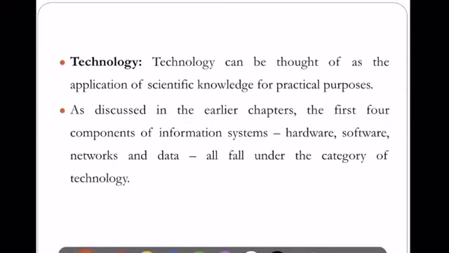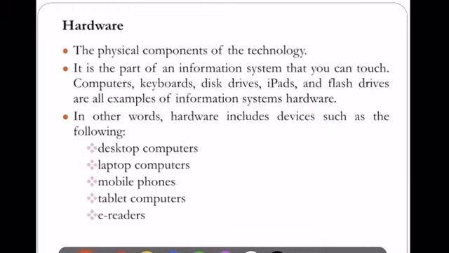Technology can be thought of as the application of scientific knowledge for practical purpose. If you use scientific knowledge for practical purposes or to solve business problems or other social problems, then we call it technology. So when you say technology, we have hardware, we have software, we have networks, and we have data. So when you say technology, we have 4 basic components. And when you say information system, we have 4 basic components.